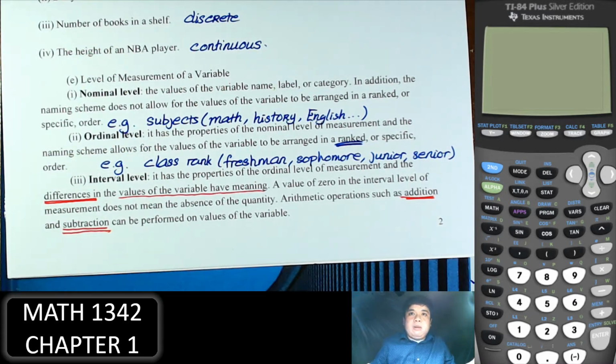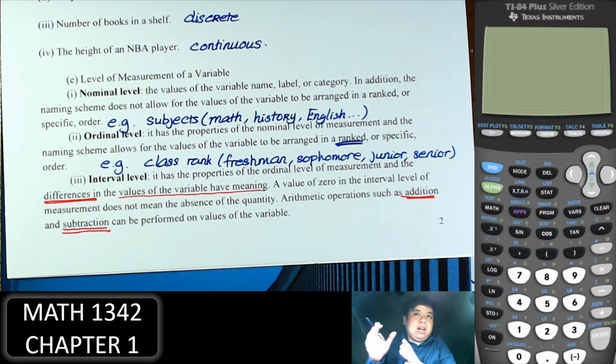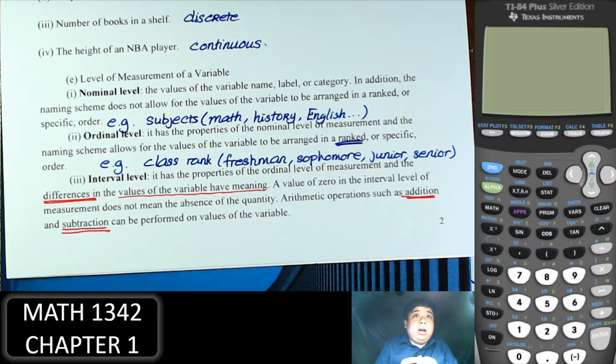Or we might talk about age. If a person is 20 years old and another person is 30 years old, the difference is 10 years. Likewise, if we talk about 40 and 50 years old, the difference is also 10 years. We can subtract them, right? However, you cannot say that 40 years old is twice the age of the other.